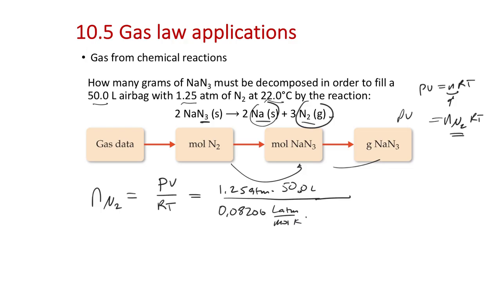And then 22.0 plus 273.15. So that'll equal 295.15 Kelvin. So let's do the math. 1.25 times 50 divided by 0.08206 divided by 295.15.